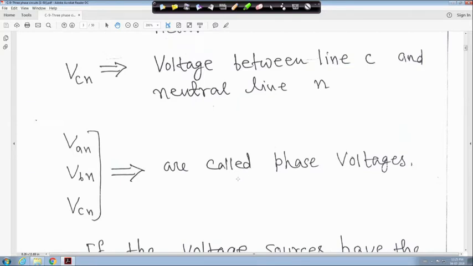That means in line to neutral, it is phase voltages. In your residence, whatever voltage you get, basically it's a phase voltage. Like you get 220 volt or so, right? Line to line is different, and whatever you get in your house is basically the phase voltage, line to neutral, right? So VAN, VBN, VCN are called phase voltages, right?